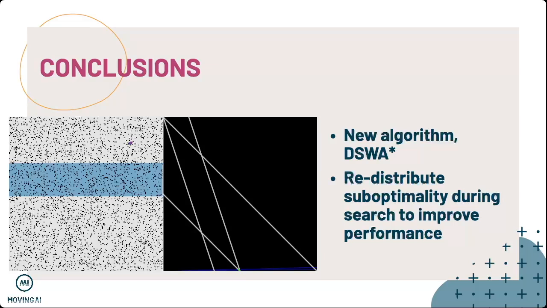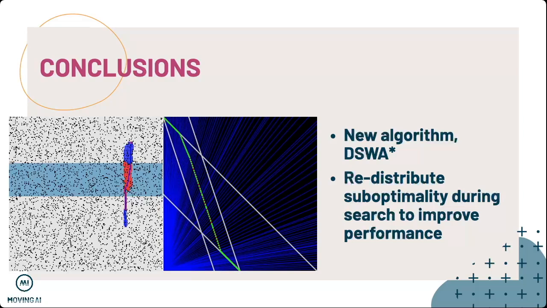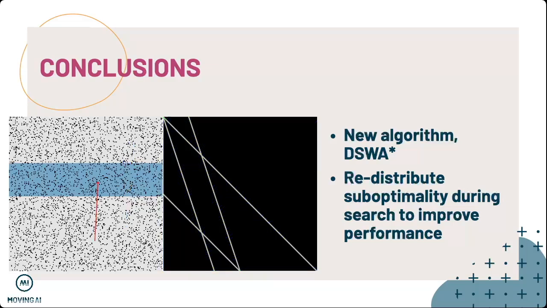In this talk, we've introduced an algorithm, Dynamic Suboptimality Weighted A star, that divides our state space by these rays into individual regions, where in each of the regions I can have a separate priority function, and I can use the properties of the state space to decide: at this part of the state space and this part of the search, should I be using a high weight or a low weight? This is something we've never seen before in algorithms like weighted A star. So this is something that could be powerful in some domains.